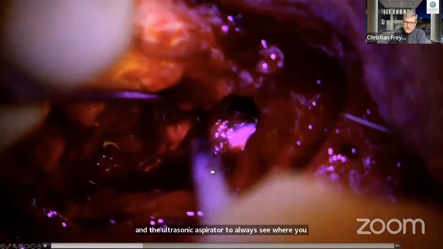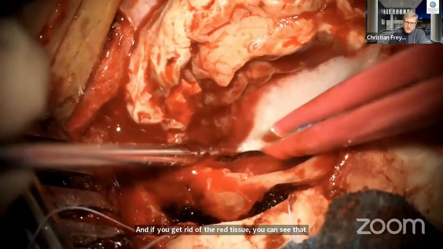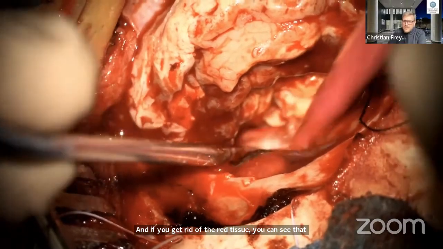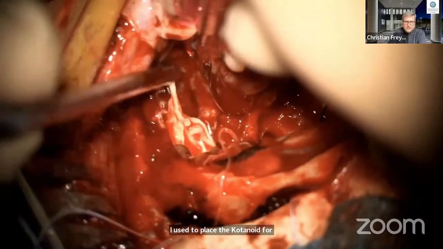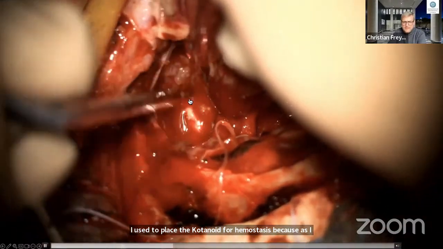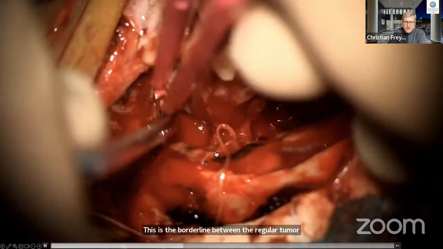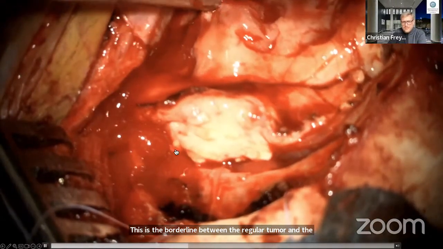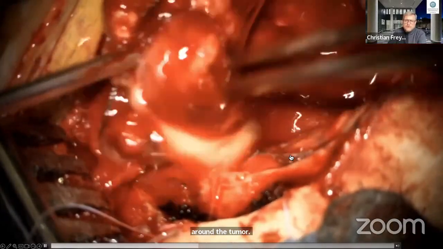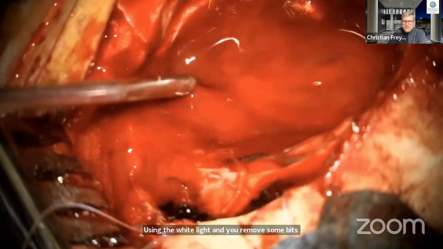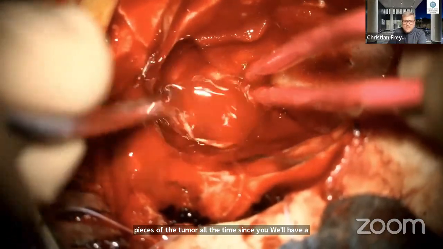And if you get rid of the red tissue, you can see that the brain looks rather gray below there. I used to place a cottonoid for hemostasis because, as I mentioned before, I don't want to coagulate. This is the borderline between the regular tumor and the regular brain. So you work your way circumferentially around the tumor using the white light, and you remove some bits and pieces of the tumor all the time, since you will have a hard time with a small craniotomy to see beyond that.